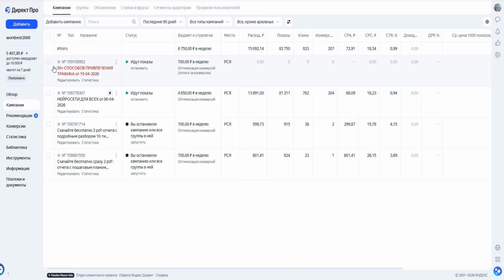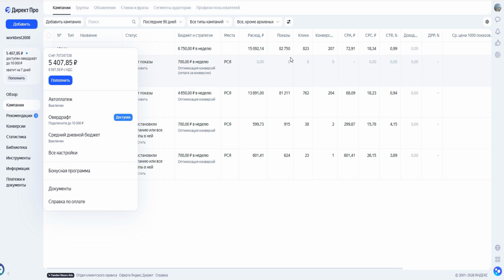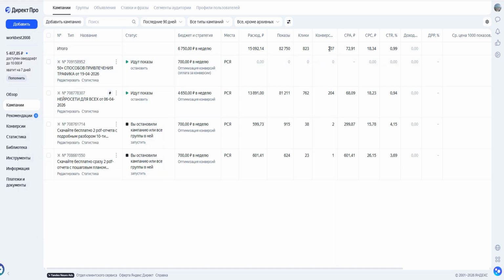Here's contextual advertising as I showed you. 15,000 over a month and a half, and only 207 subscribers. And the cost per subscriber, this is the latest figure, is 72 rubles and 91 kopecks. So one subscriber costs 73 rubles. Just imagine how much work it takes to achieve that price. Because a subscriber can cost 300 rubles, even 600 rubles. So with contextual advertising, you really have to put in the effort.